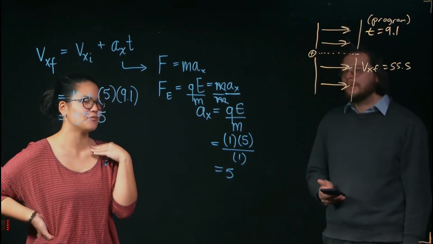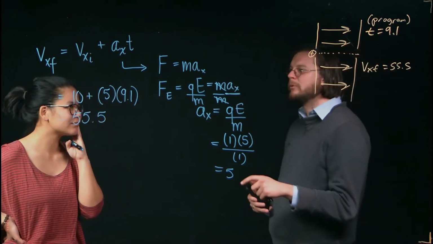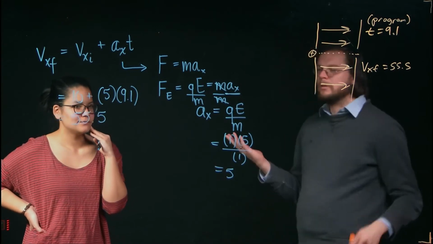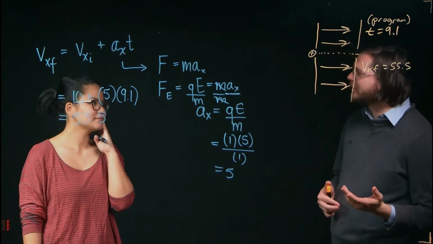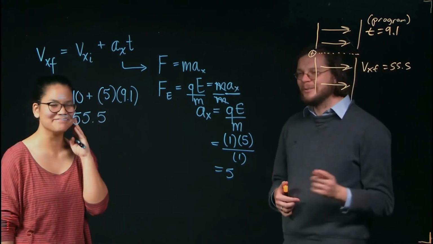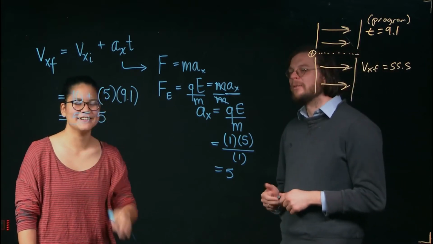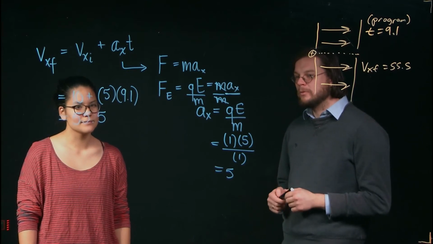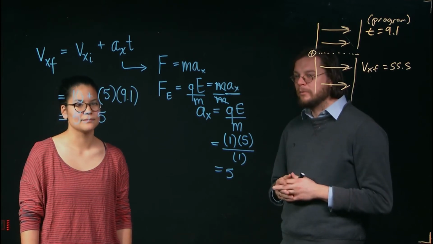The next part is a little bit trickier, because let's pretend we don't know how much time has elapsed. In a real experiment, you can't just ask the protons how long they spent in the electric field. Excuse me, ma'am, how long did you spend? So a lot of times we don't know what the time is, and there's another formula that we can use in that case to still make headway. Do you remember what that formula is?